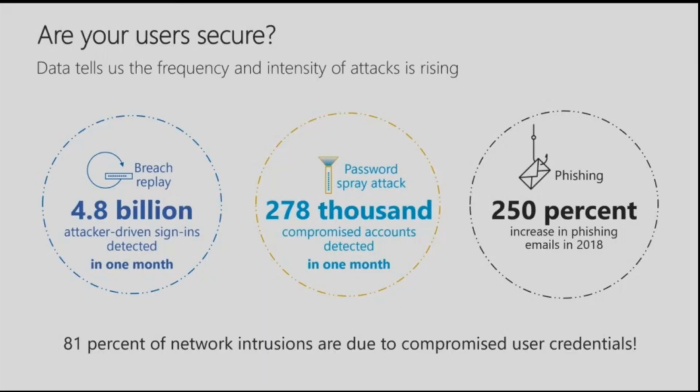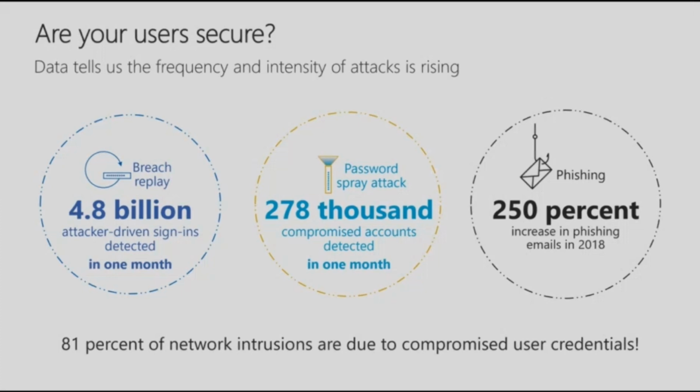Why? This is just 1 month of report. We have 4.8 billion breach replay attacks. We have 270,000 compromised accounts detected in 1 month. So this is through password spray attack. And then we have phishing email. How are these connected together?